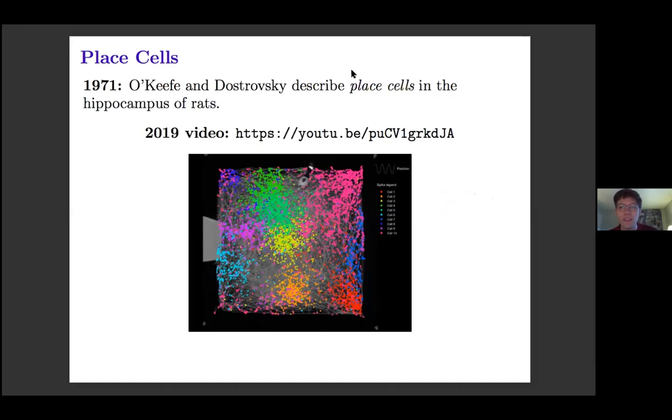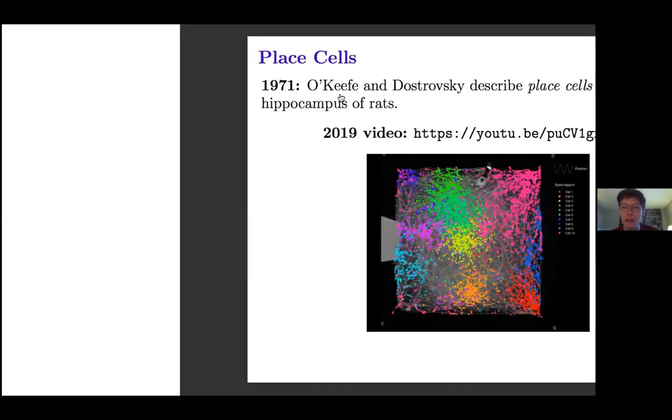And the story here starts in 1971. There were a couple of experimental scientists who discovered place cells in the rat hippocampus. What these are, I'll show you a video in a second. It's actually much more recent, from 2019, but roughly these are single neurons in the brain which record where an animal is in its environment. Their activity somehow corresponds to the animal's position.